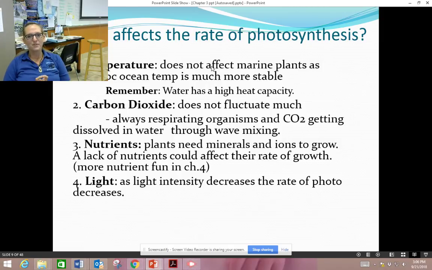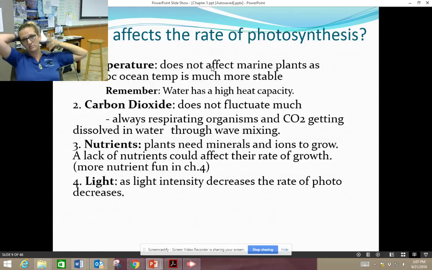Anyway, carbon dioxide. Carbon dioxide does not really fluctuate that much. Our carbon dioxide input in the atmosphere is through humans and other animals respiring, so breathing out carbon dioxide, because that is a byproduct of cellular respiration when we break apart sugar. And then we also get it from combustion, but we're not combusting anything in the ocean.